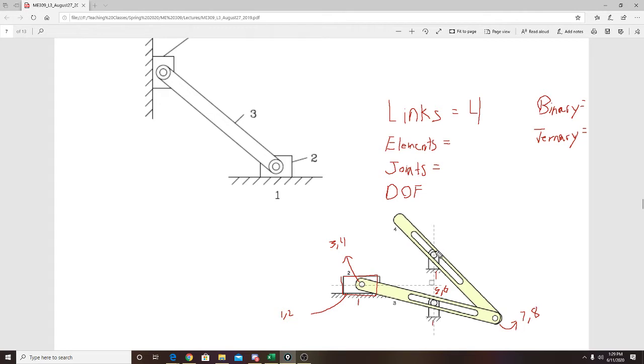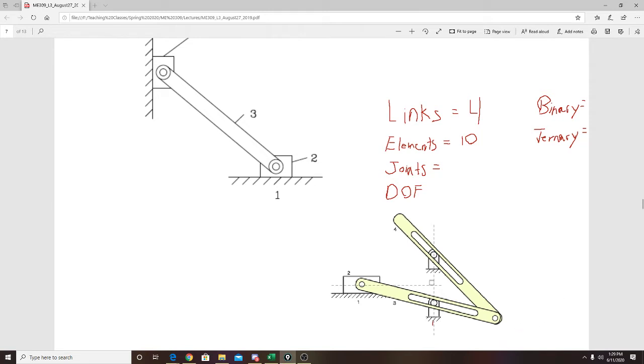And then over here, similar to this one right here, we have 9 and 10. So the answer for elements is 10 elements if you add all those together. Alright. And now the next part is the number of joints.